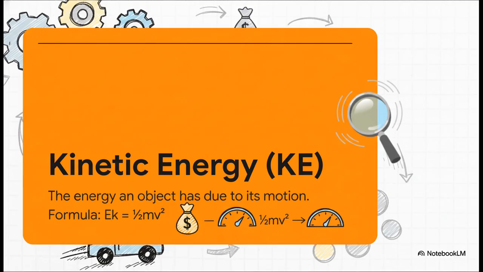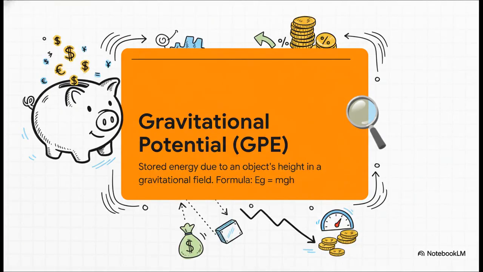So, account number 1, kinetic energy. This is your motion account. It's the energy an object has because it's moving. And the most important part of this formula? That little squared symbol on the velocity. It means if you double an object's speed, you don't just double its energy, you quadruple it. That's a huge deal.